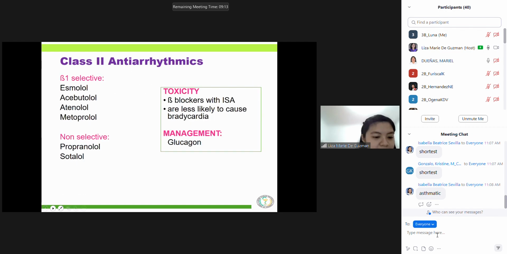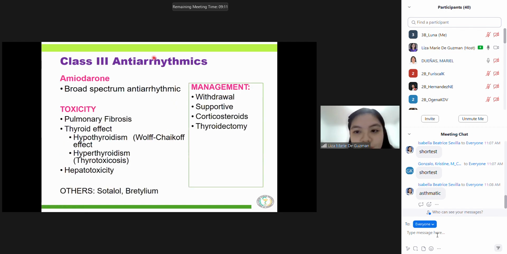Next would be class 3 antiarrhythmics. So we have the following. Class 3 antiarrhythmics would include our potassium channel blockers, which is we have amiodarone with broad spectrum antiarrhythmic activity. So we have the following toxicities associated with amiodarone. Pulmonary fibrosis affecting the lungs. This is one of the classic manifestations of amiodarone toxicity.